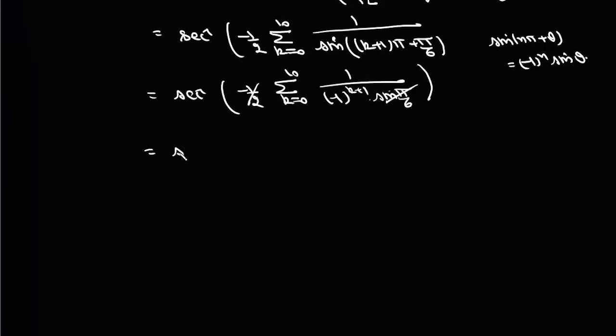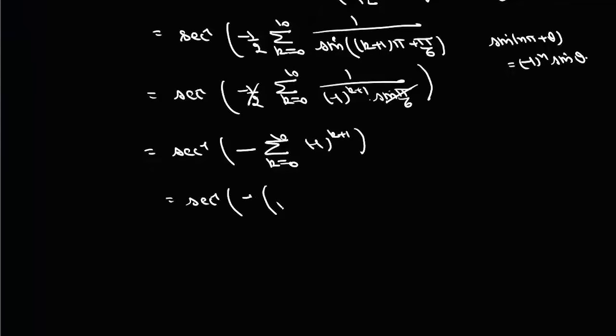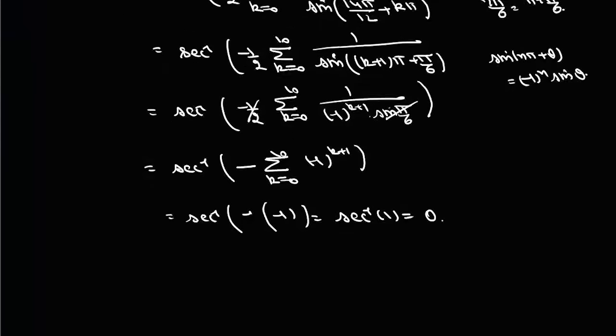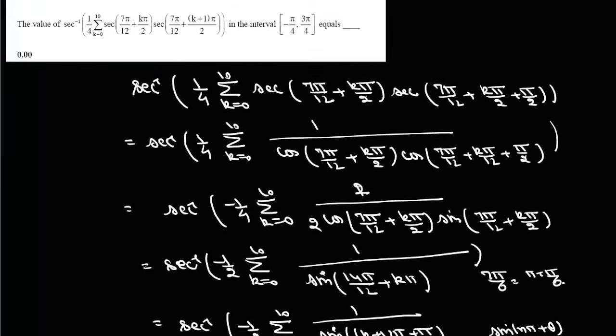So this expression will be secant inverse minus, and then this summation k varies from 0 to 10 minus 1 to the power k plus 1. Now this is secant inverse minus and we'll have alternate plus minus signs. And there are 11 terms, so 10 of these terms they'll cancel, and then we're left with this first term. When k is 0, we'll get this as minus 1. So it is nothing but secant inverse 1, and we know that secant inverse 1 is 0. So answer to this question is simply 0.